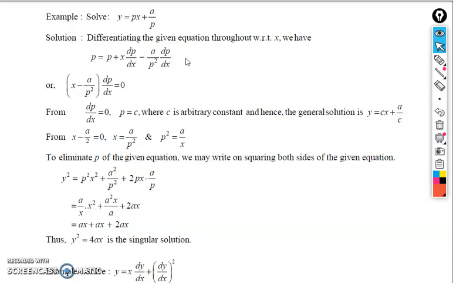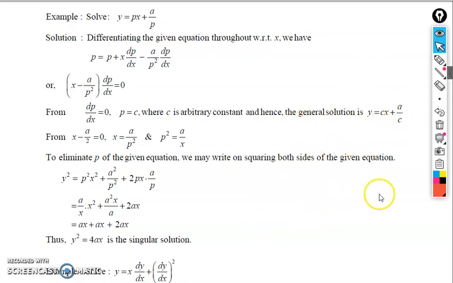You can just watch your 11-12 book. You can easily observe that for y square equals 4x, the general form of a tangent is y equals cx plus a by c. You can recognize this: any tangent of y square equals 4ax should be y equals cx plus a by c, nothing more.